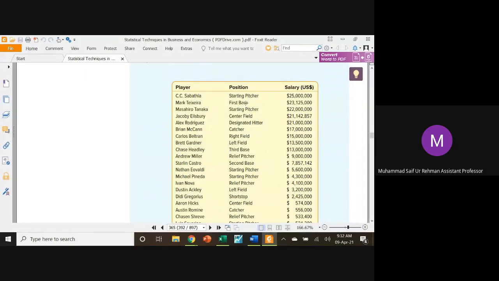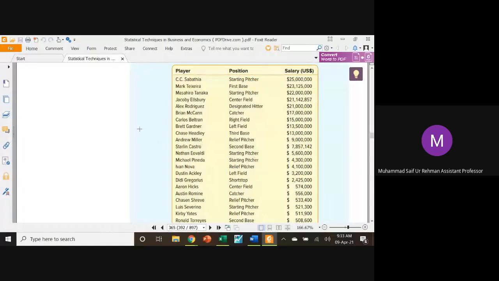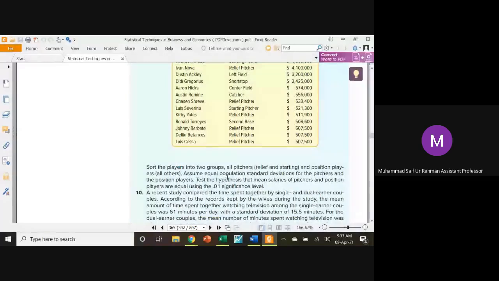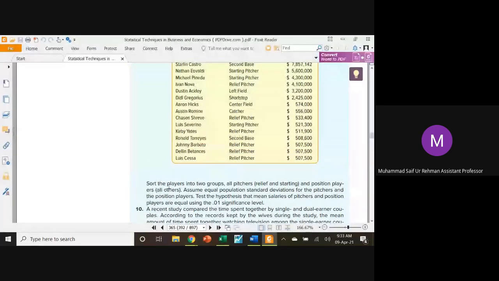So for starting pitcher, you will generate a series. Whatever value is there for starting pitcher, you write down that value. Wherever pitcher is there, you will write down one series for pitchers, and for the remaining, you will write down another series. So definitely there will be two samples, one for pitchers and one for the rest of the players.